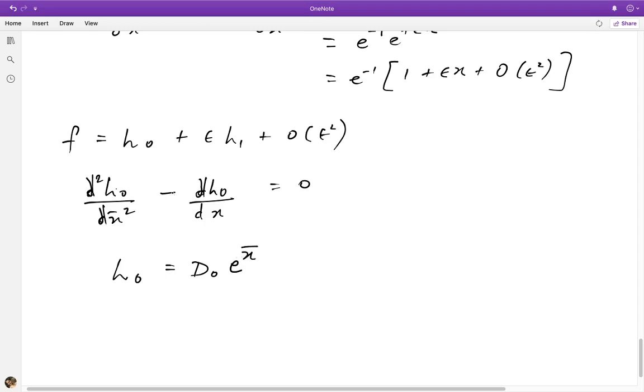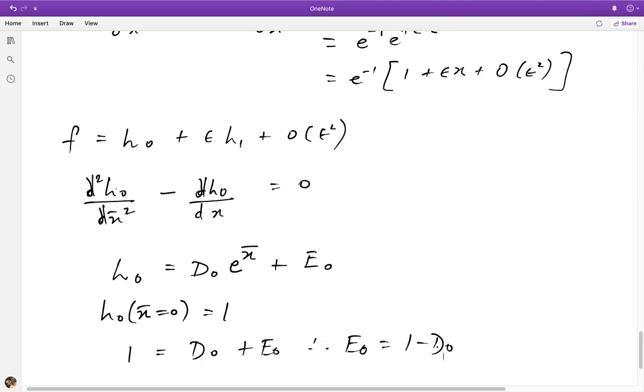Because the minus sign had come from this, earlier this was a plus sign in the boundary layer x equal to 0. Here it's a minus sign. So instead of e to the minus x tilde, I'm getting e to the plus x bar. And then I'll have another constant of integration sitting here. I now know that h naught of x bar equal to 0 is actually equal to 1 to satisfy the corresponding boundary condition. So this means 1 equals d naught plus e naught. So e naught is 1 minus d naught.